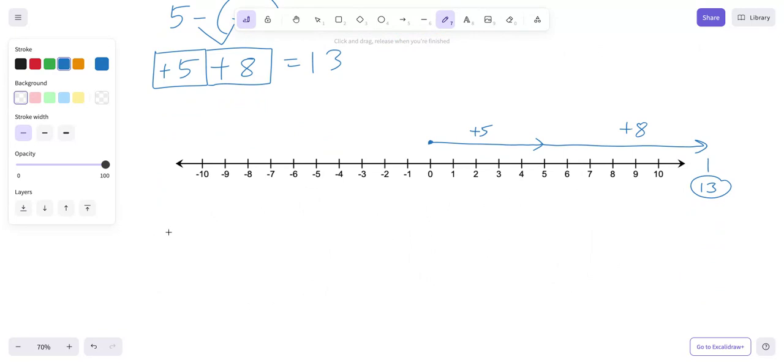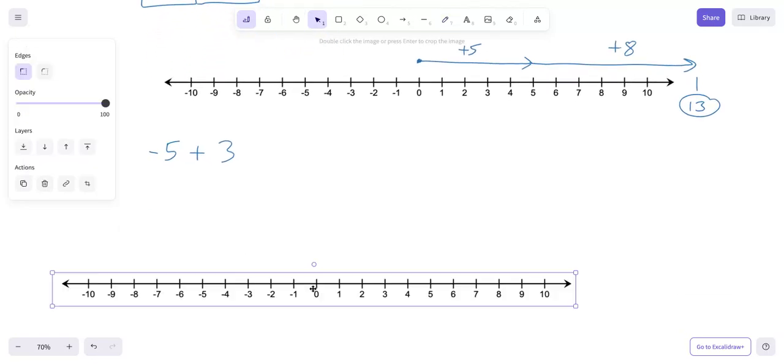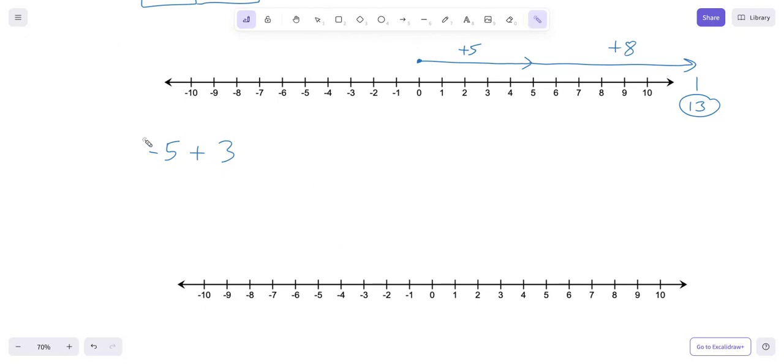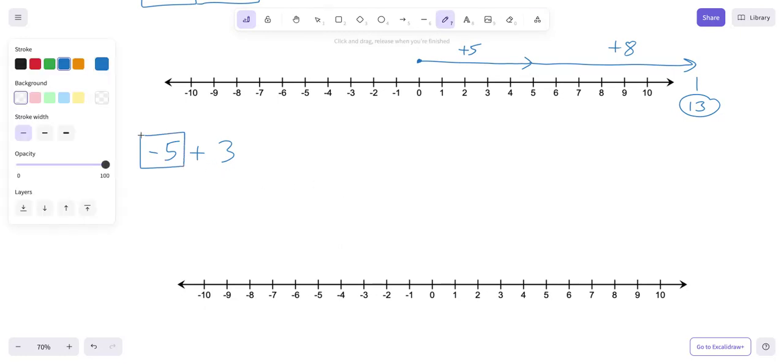A few more. Let's go negative 5 plus 3. Let's keep it simple. So there are no double signs, so I can just focus on the numbers. Here 5 is negative and 3 is positive. So we start with 0, go to negative 5, or 5 to the left, and then 3 is positive, so I start here and go 3 to the right, and I end at negative 2.